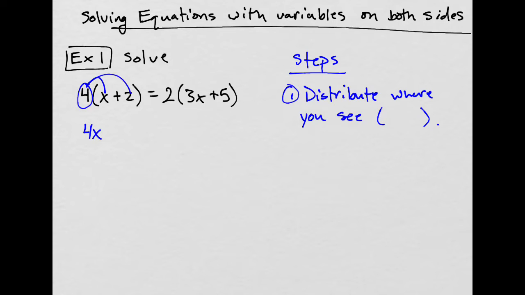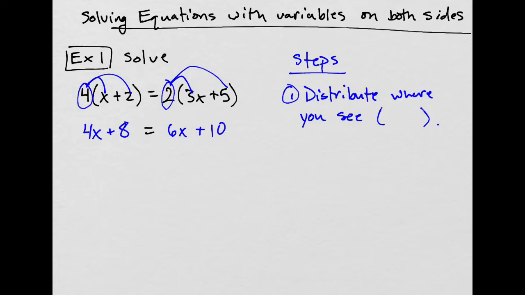4 times 2, that's 8. And it's a positive 8 because a positive times a positive is a positive. So I'll put a plus in between. Then equals, and I'll distribute over here. 2 times 3x, well 2 times 3 is 6. And then there's an x, so we'll attach an x there. And then 2 times 5 is 10. And both of these were positive, so my result is positive. So I will put a plus in between.